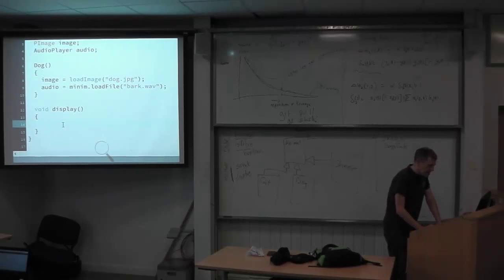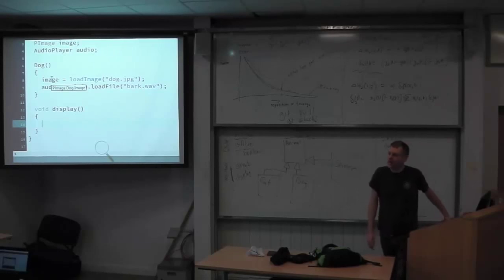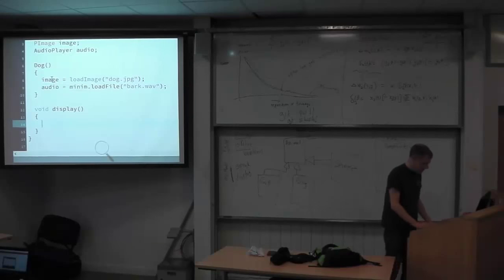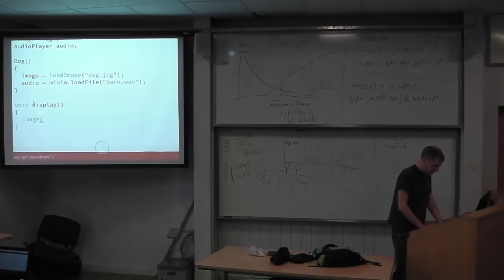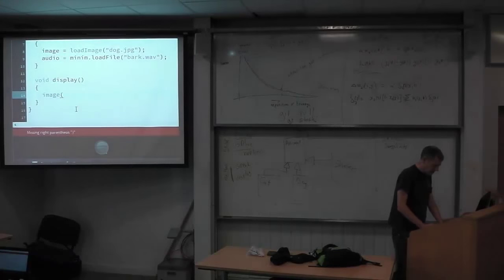In the display method, we're going to display the P image at the position X and Y that we're getting from the superclass. So to draw an image, it's image, as far as I remember. Yep, and this takes three parameters. I guess the first parameter is probably the image you want to display.